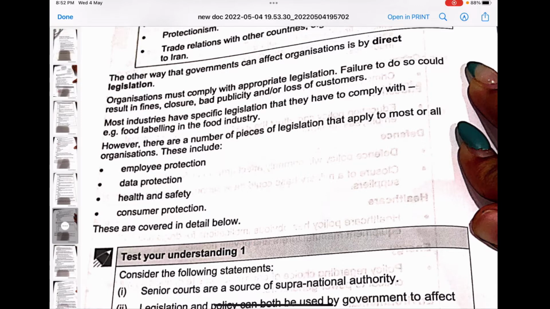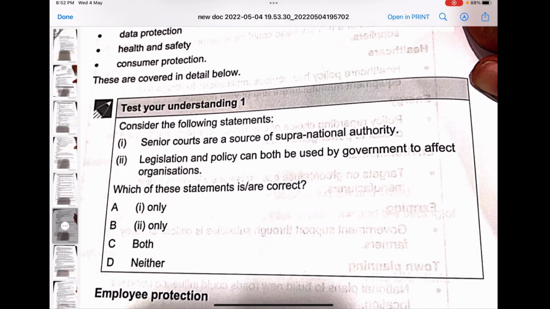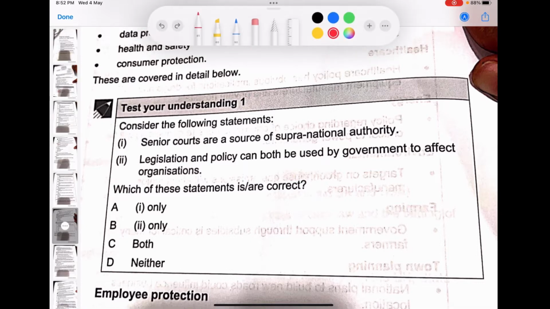So now let's come to test your understanding. Question 1. Consider the following statements. Which is correct? Senior courts are a source of supranational authority. Is it correct or not? It is not correct. Why? Because senior courts are inside the UK, they are national. They are not supranational.